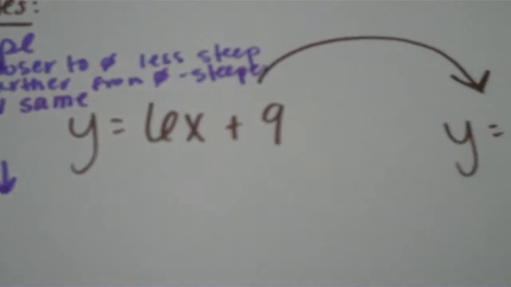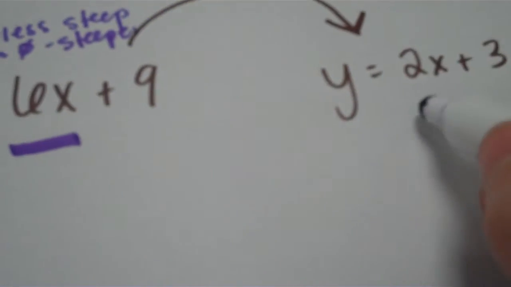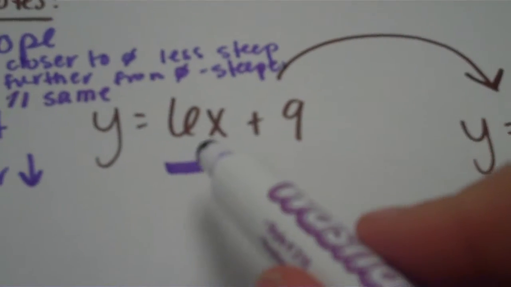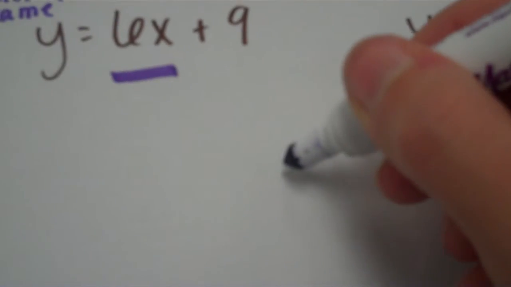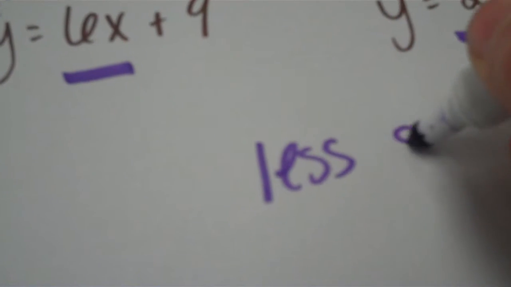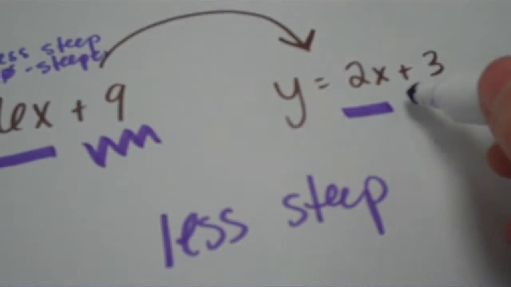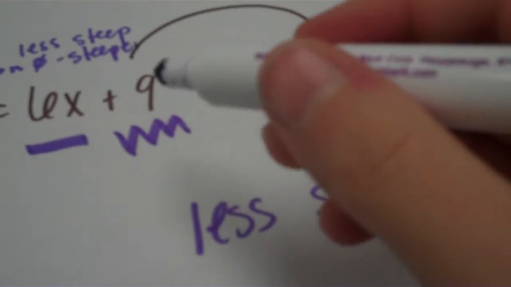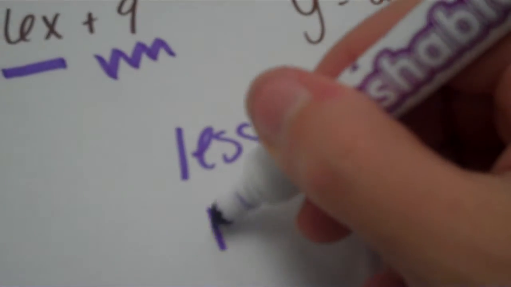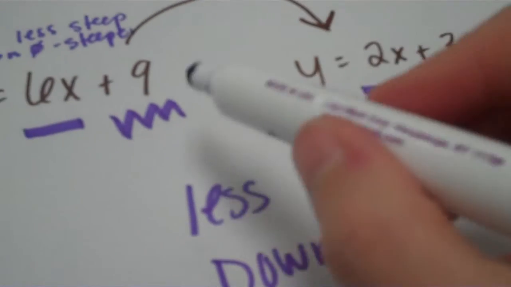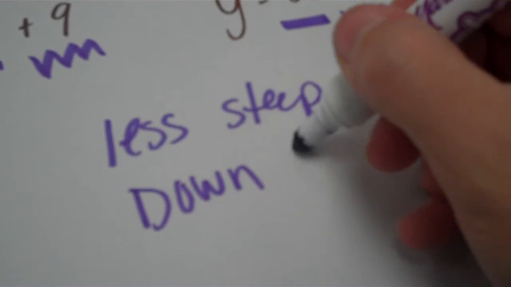Okay? All right, so the slope here is 6 and the slope here is 2. So it was 6 and now it's 2. So it got closer to 0, so you're going to put it's less steep. It was at positive 9 and now it's at positive 3. So it was at positive 9 and now it's at 3, so it went down. And from 9 to 3, it went down 6.